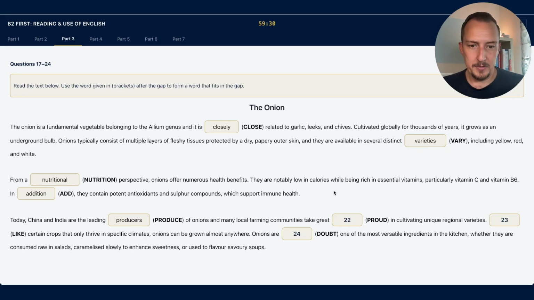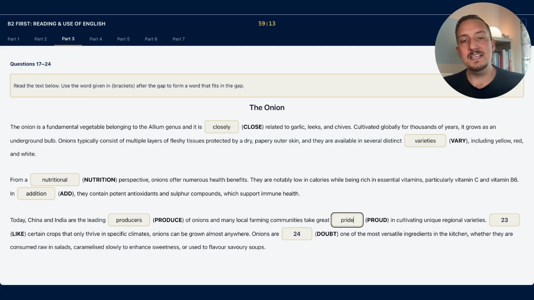Many local farming communities take great in cultivating unique regional variety. Okay, so yes, I'm glad this one has come up. The answer is pride. Take great pride in something.